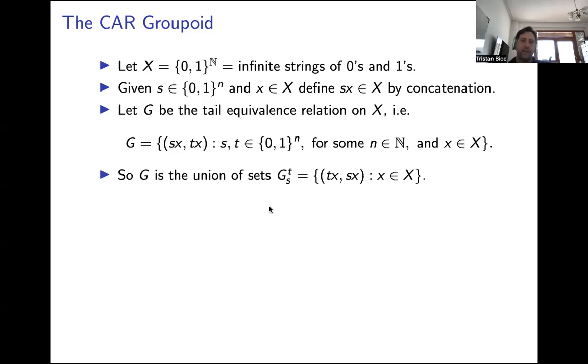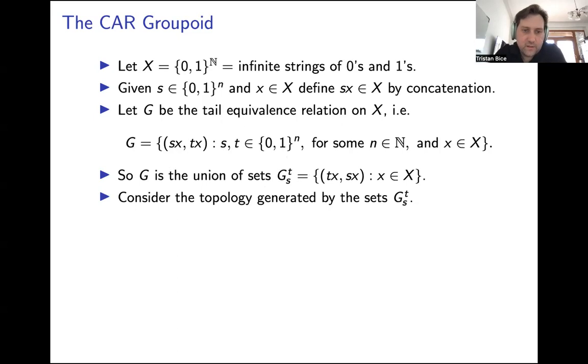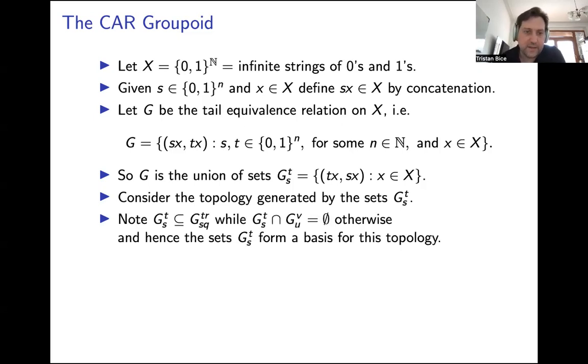Okay, and note by definition almost, this G here consisting of all those pairs is the union of all these what you might call cylinder sets, G(S,T), where the S and T here are ranging over all those finite strings of zeros and ones. And these cylinder sets are useful because they give us a nice topology, right? If G is the union of these sets, then I can always look at the topology they generate, taking this as a sub-basis for the topology. But in fact, it's better than a sub-basis. It really is a basis.